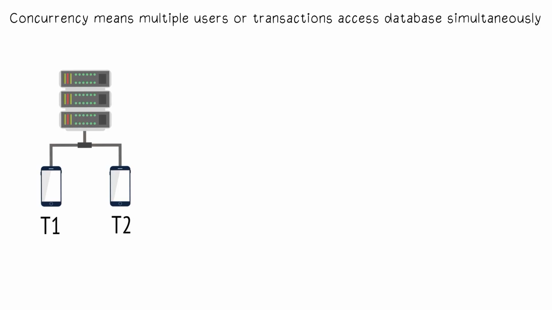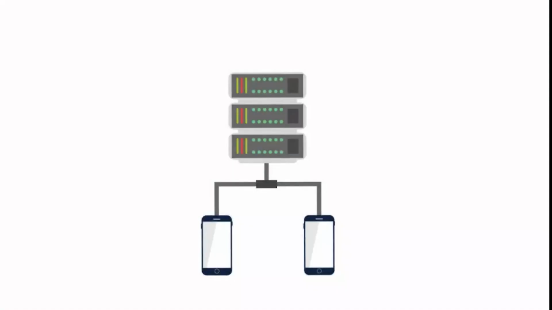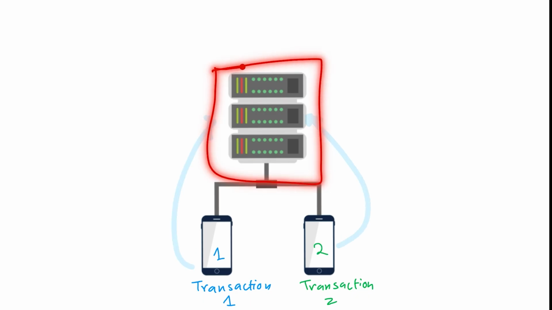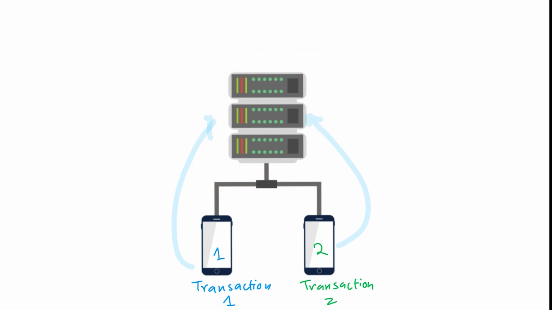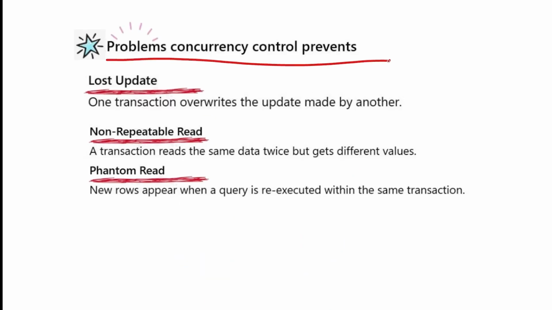For example, as shown in the illustration, transactions 1 and 2 are both trying to access the database at the same time, which does not augur well for a database in any sense. A practical example is when multiple transactions access a bank account simultaneously. If this concurrency is not handled properly, it can create havoc in the database, leading to incorrect balances and data inconsistency, which indeed is a problem.